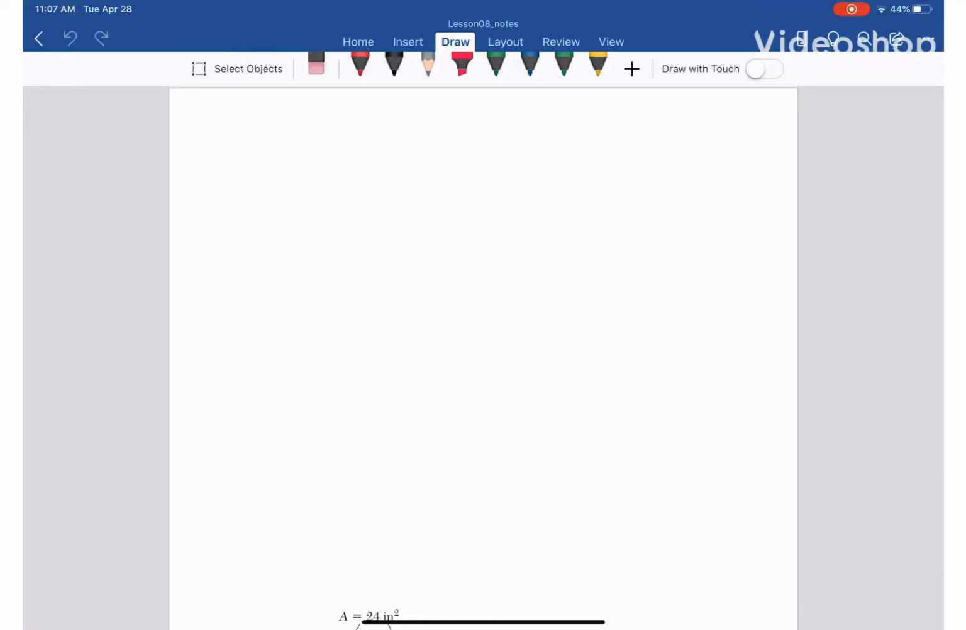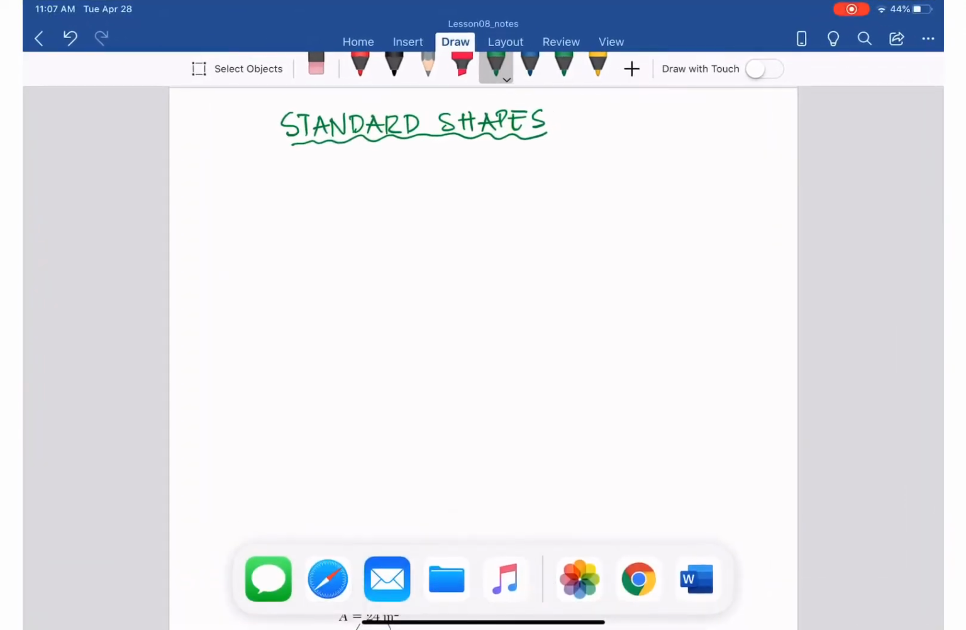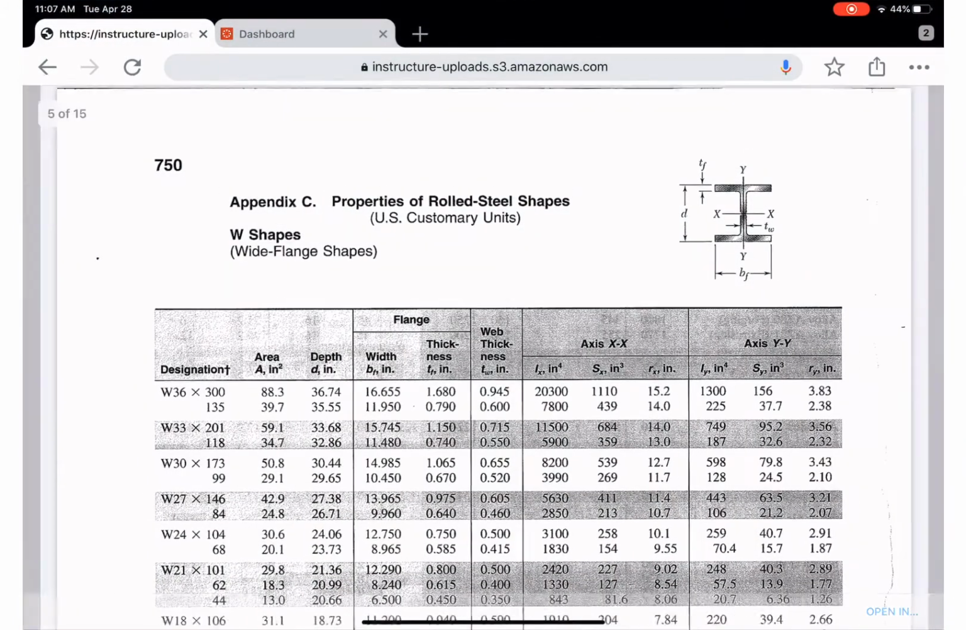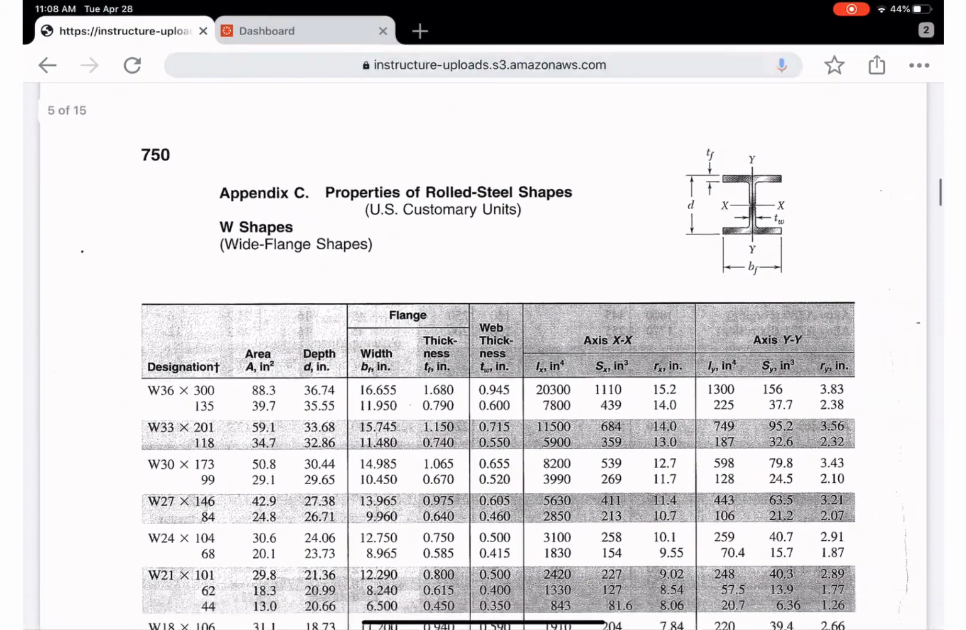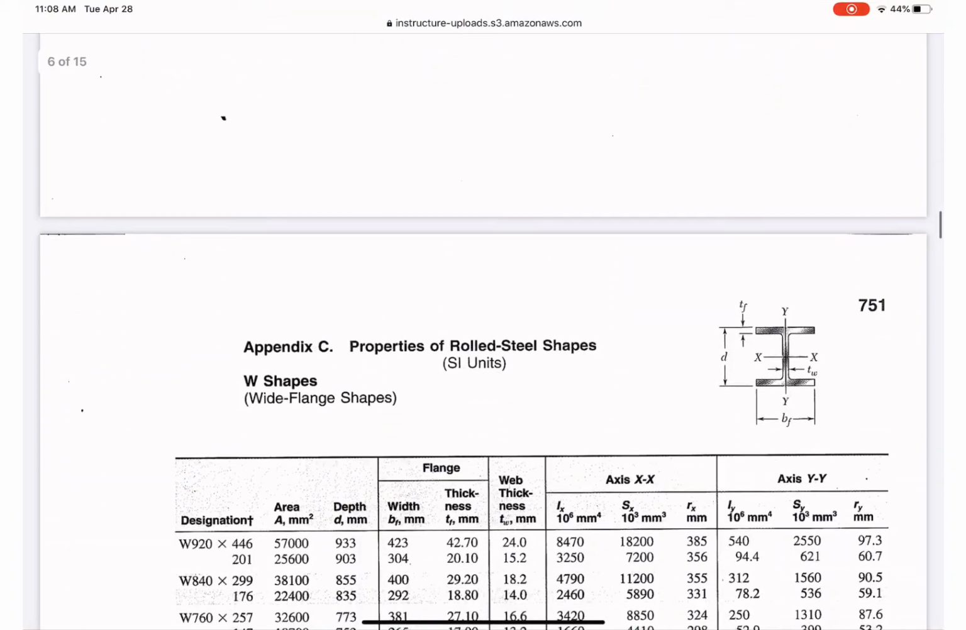When we design a beam or column or any member of the structure, we normally adopt from the standard shapes that are already available in the industry. So let's go to some of those standard shapes. They are basically in Appendix C of the book, in both US customary units and also SI units.